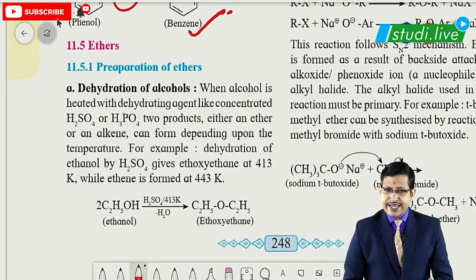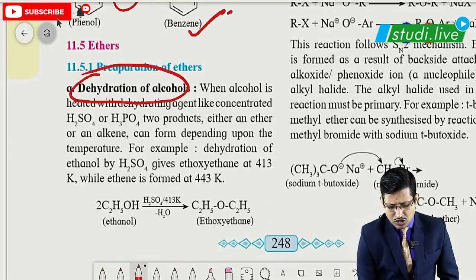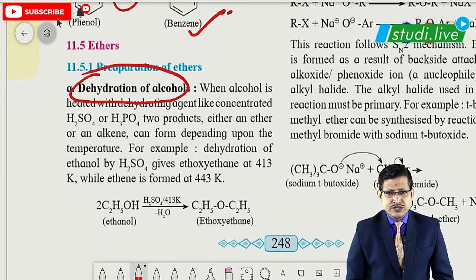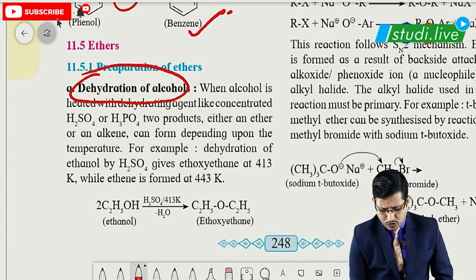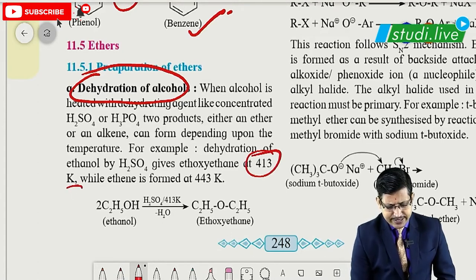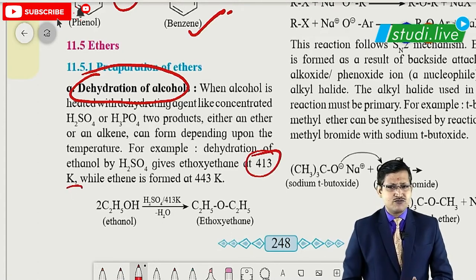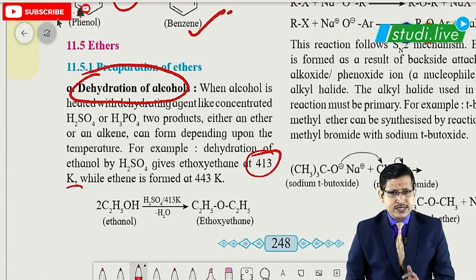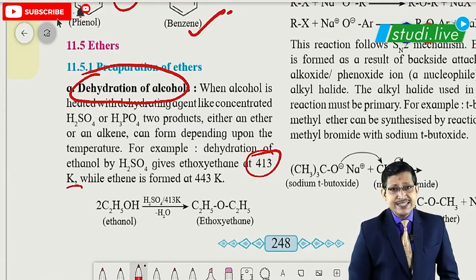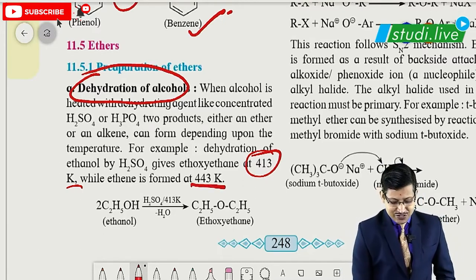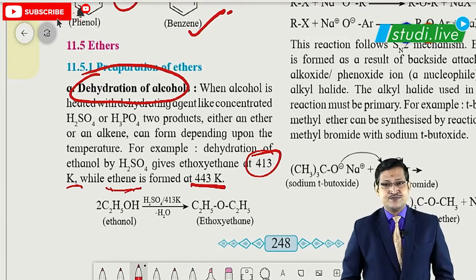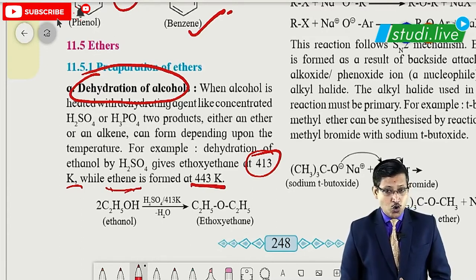In ethers, the first important reaction is dehydration of alcohols. Dehydration means removal of a water molecule. Again, conditions are very important. What is that condition? 413 Kelvin. This is very tricky as well. If you are taking 413 Kelvin, you will get ether, but if you are taking 443 Kelvin, it gives you alkene, called ethene. Both the reactions are very close, very confusing.